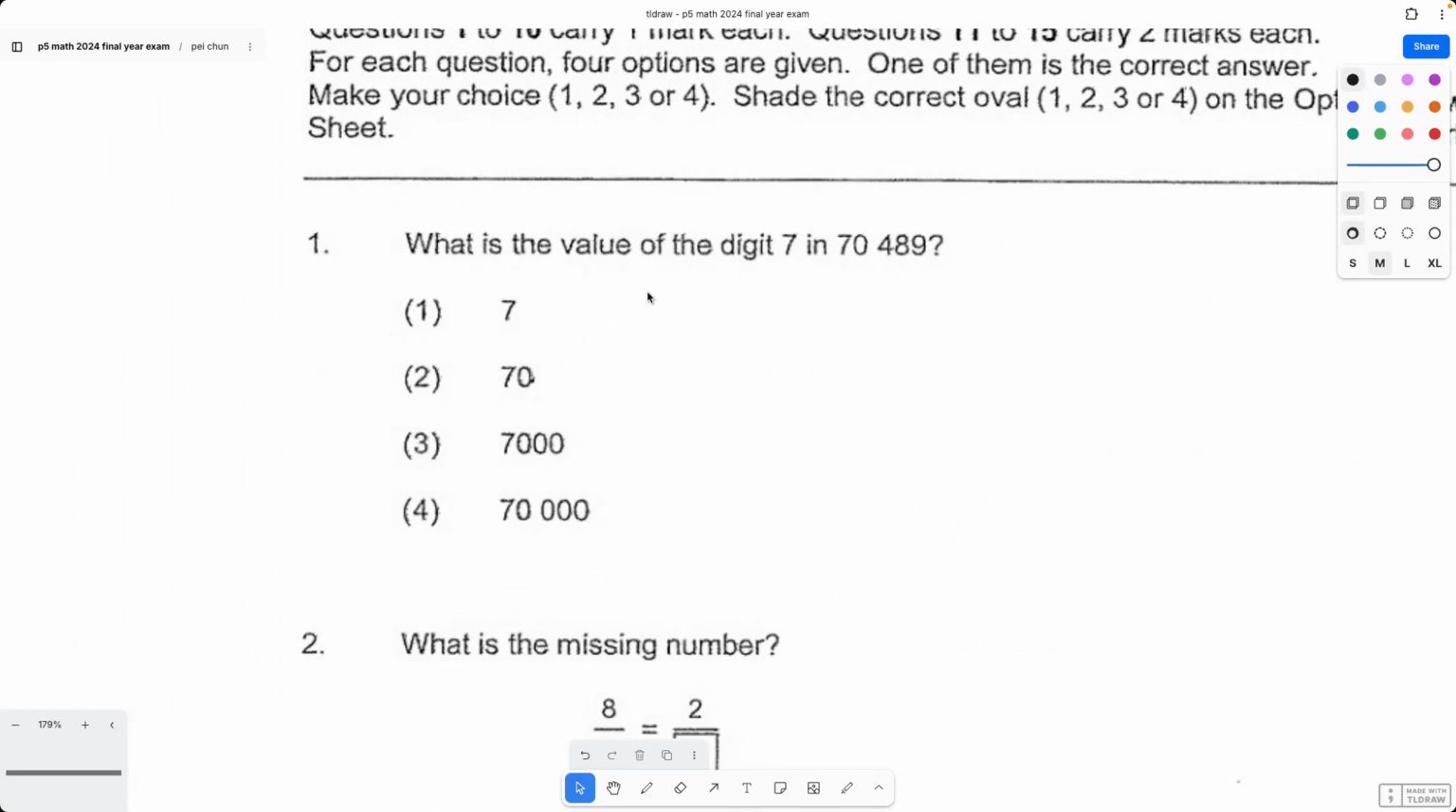So it says here, what is the value of the digit 7 in 70,489? In this case, I'm just going to write down 70,000. 7 is in the 10,000s place, right? So I'm going to do 70,000, and then we're going to plus 400 plus 80, and then plus 9, and you get the answer.